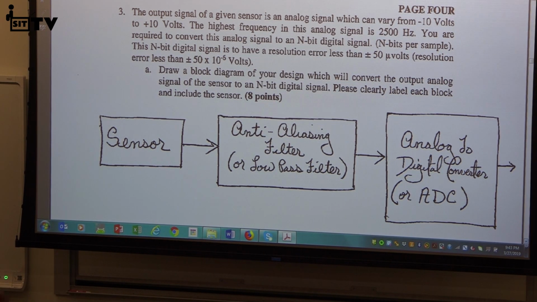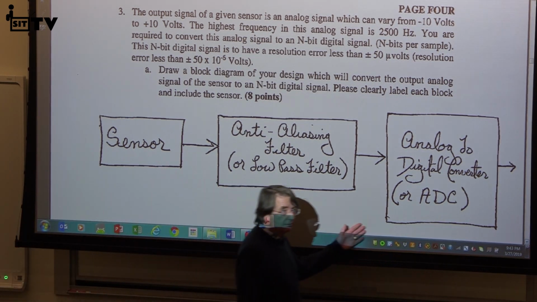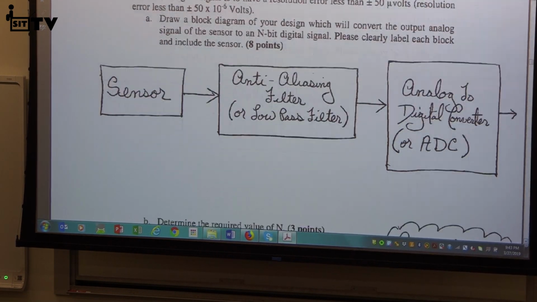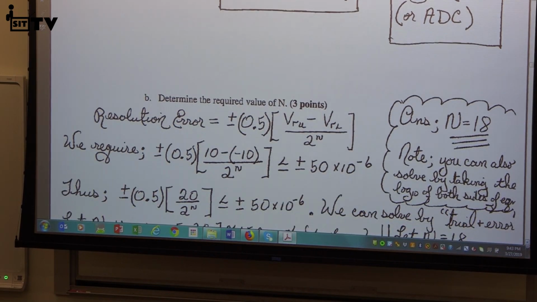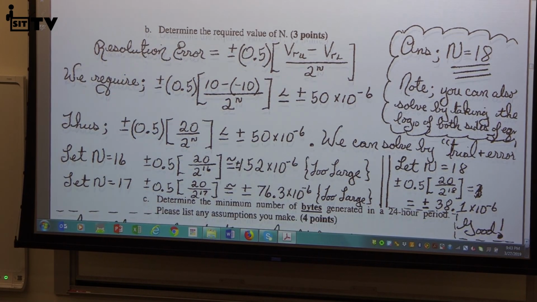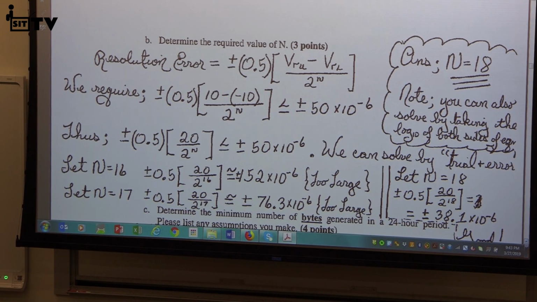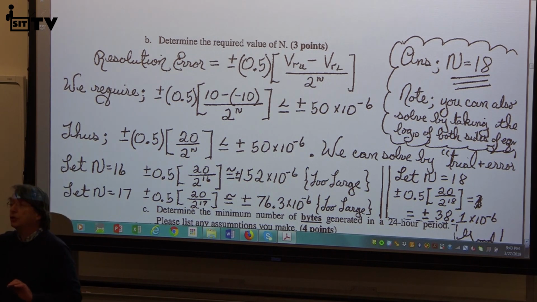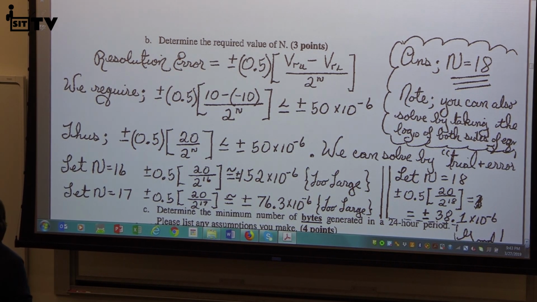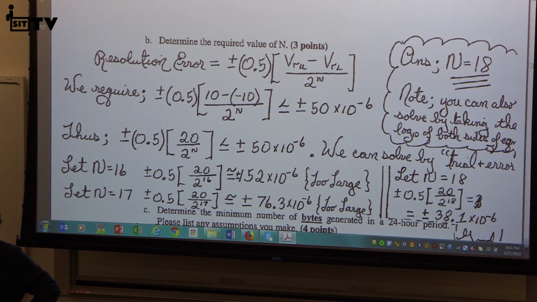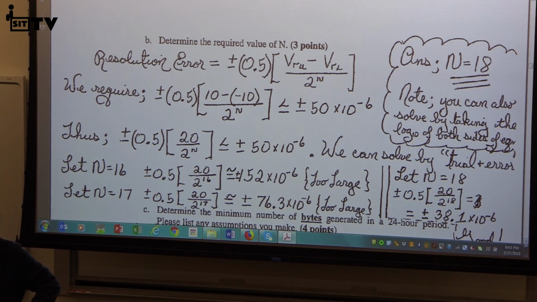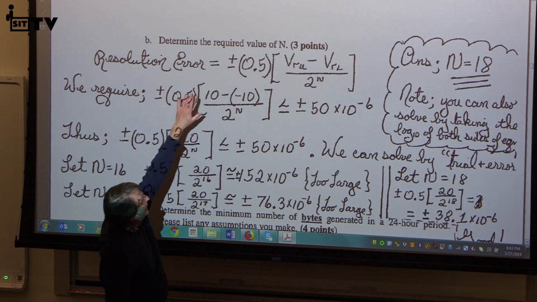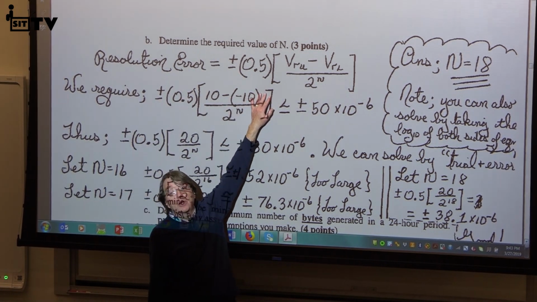So that's it. That's part A. Determine the value of n. Wait a minute, what's n? n is the number of bits per sample. So now you're picking your A to D converter, so you want to pick a value of n. We're told in the formula sheet that this is the formula for resolution.